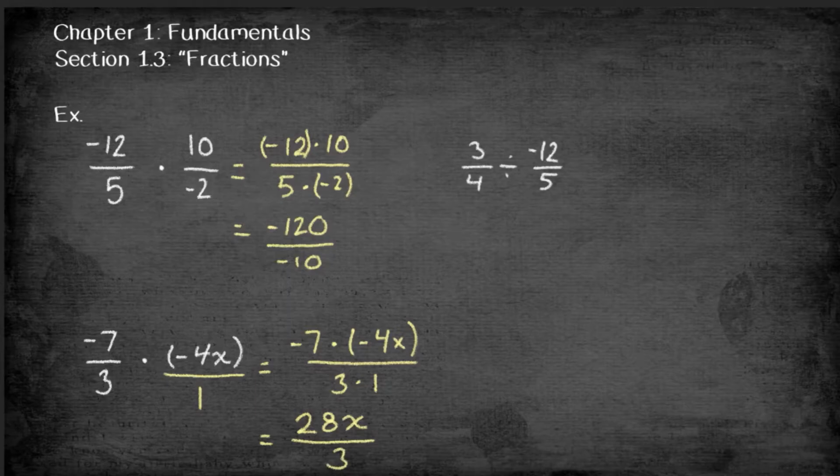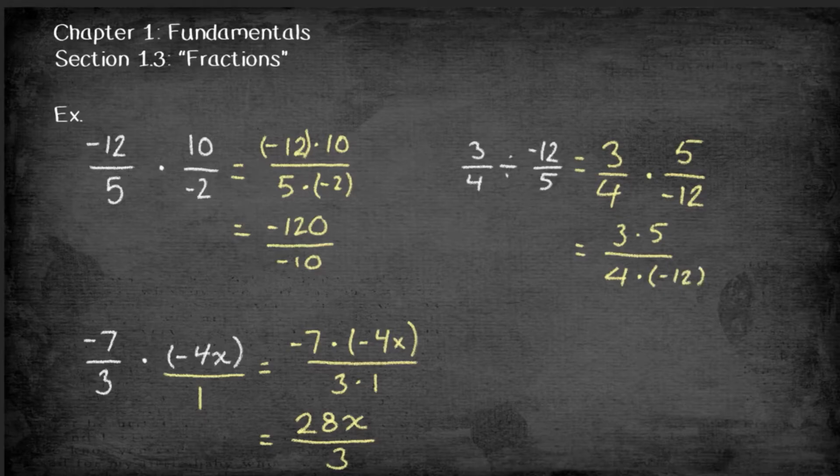And last example, we have 3/4 divided by negative 12/5. So for division, what we have to do is multiply by the reciprocal of the second number. In other words, we're going to be taking 3/4 times 5 over negative 12. Okay, so we multiply straight across, like so, and then simplify.